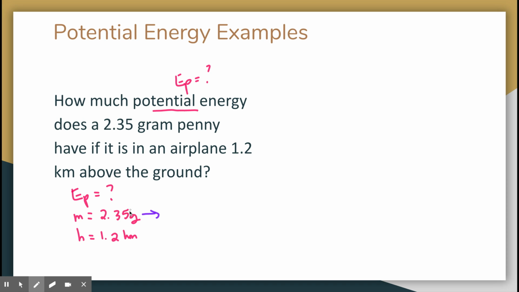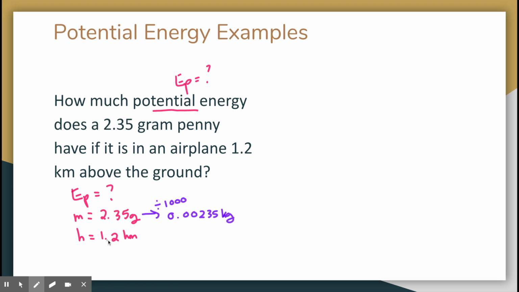So in order to go from grams to kilograms, I need to divide by 1,000. So I should get 0.00235 kilograms, because grams is much smaller than kilograms. So that way I know I'm going to divide by 1,000.